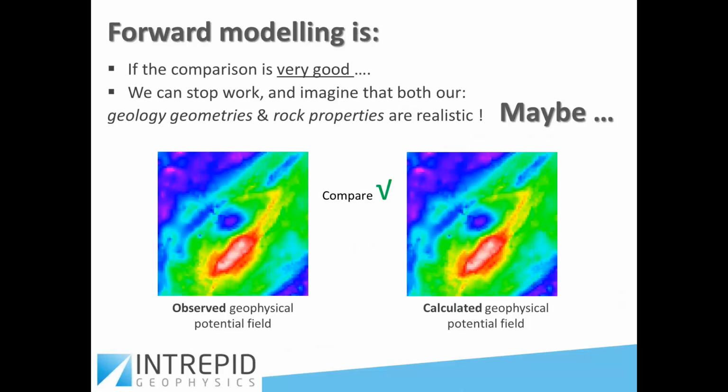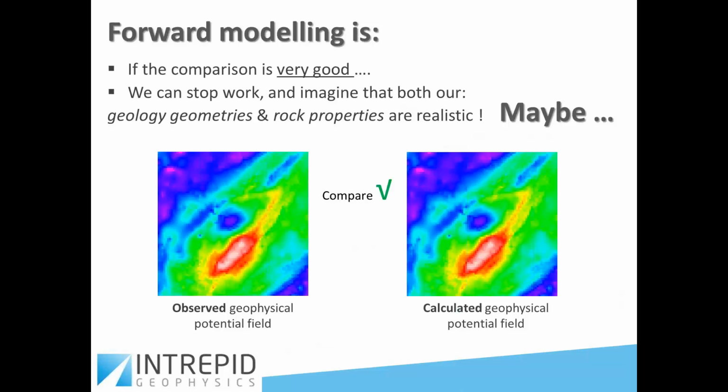Once we get to a point, after lots of iterations of forward runs, where the comparison between observed and calculated physical potential fields is very good, then we might imagine that we can stop our work and that we have something that we believe is the correct answer. But perhaps this is also a simplistic point of view.